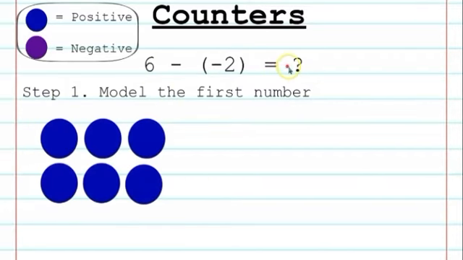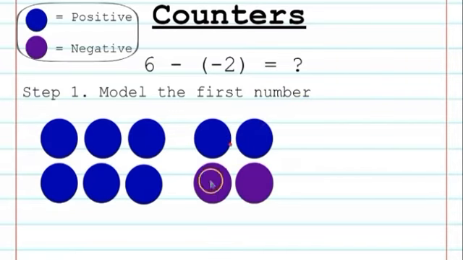6 minus -2 equals blank. Step 1 is to model the first number. I've modeled my 6 counters, but when I read the question, there's 2 negatives I have to take out of there. How will I do that if I only have positives? Well, you're going to add 2 zero pairs so that you have 2 negative counters over here.